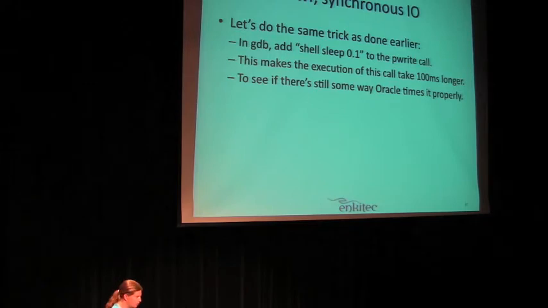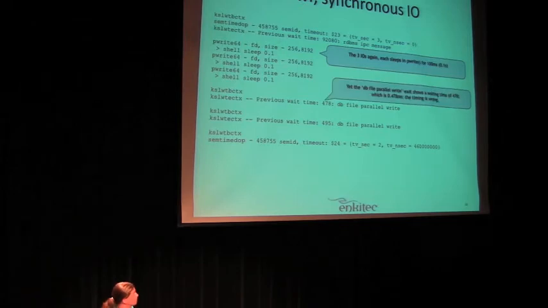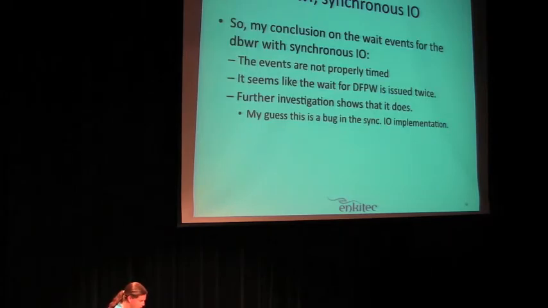Well, let's issue the trick. I've by now done this trick so many times, and I know there isn't any magic, but still, I did it. I added 100 milliseconds, and the timing is very small. It doesn't do any magic. The timing is just off. So if you're doing synchronous I/O, your events for the database writer are absolutely not properly timed. And DB file parallel write is issued twice in your trace file for no apparent reason to me.